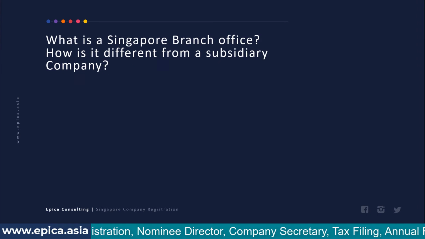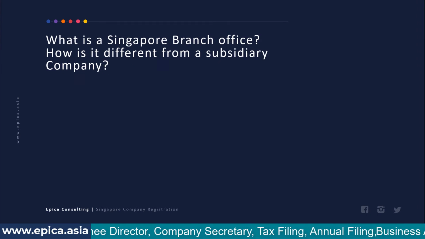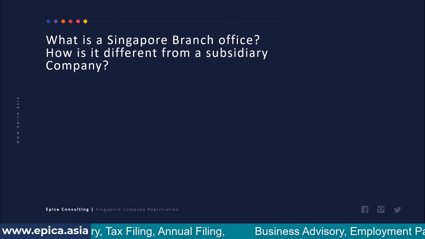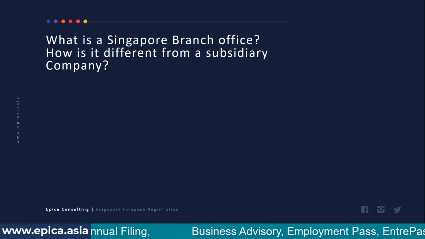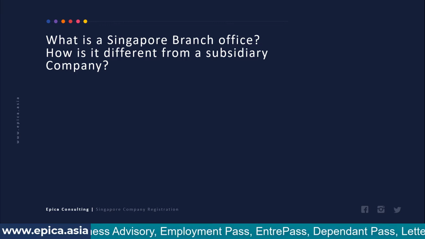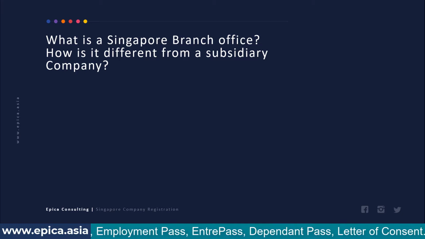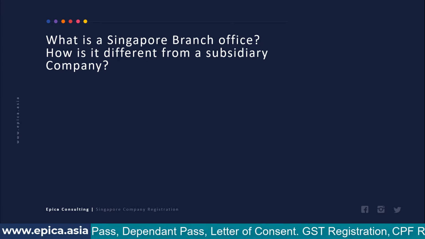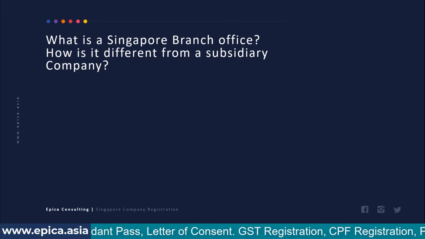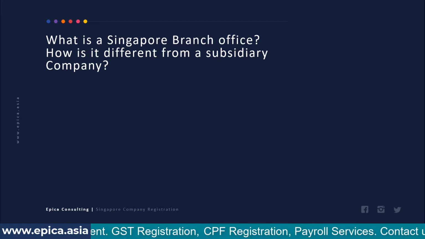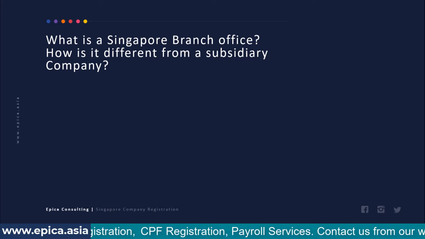And the first question is what is a Singapore branch office and how does it differ from a subsidiary company? So typically when a foreign corporate, a company in a foreign jurisdiction, wants to open an office in Singapore, they have two options. The first and the most common option is to register a subsidiary company. So registering a subsidiary means creating an independent legal entity in Singapore and taking up 100% shareholding by the foreign promoting company. And the second option is to register a Singapore branch office.